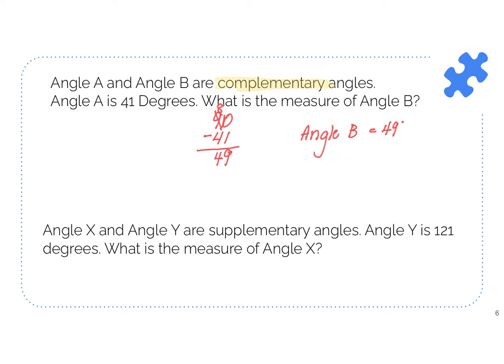Angle Y is 120. Now that you've solved, you'd put it on pause before. You know that supplementary angles are 180 degrees. So we start off with 180 degrees. And angle Y is already using up 121 of those degrees. That lets you know that there are only 59 degrees left for angle X. 59 degrees.